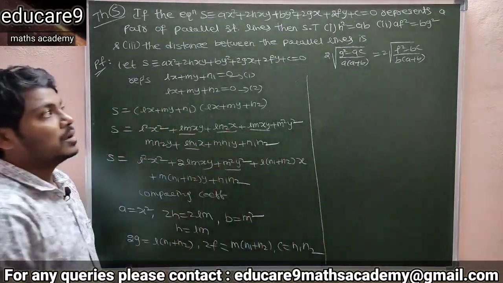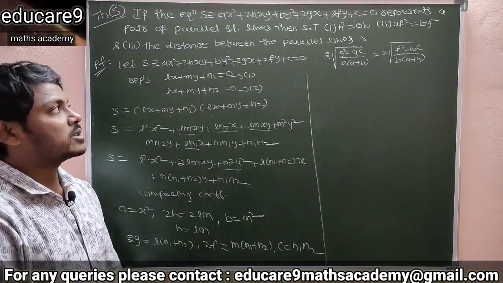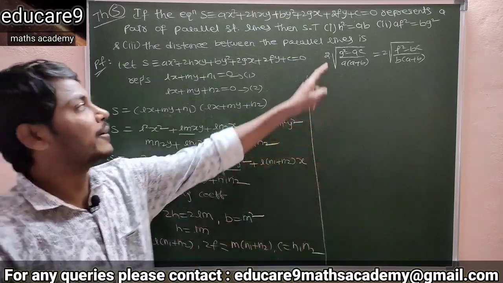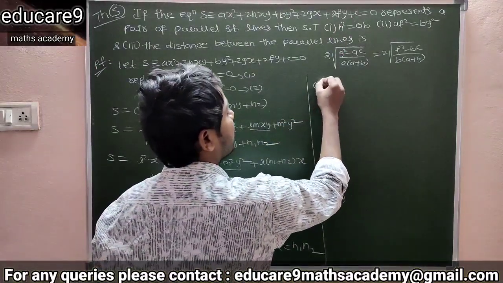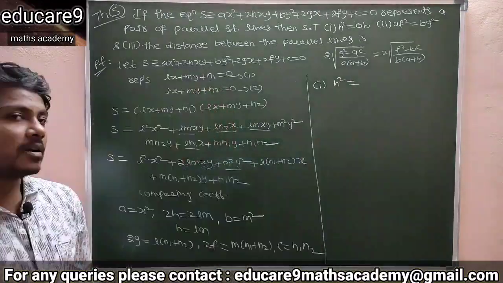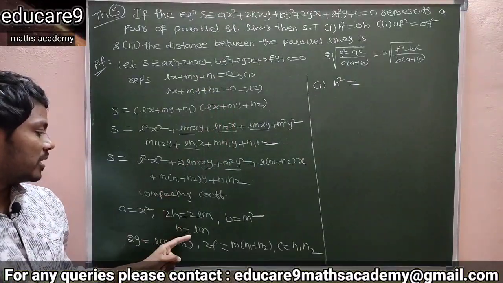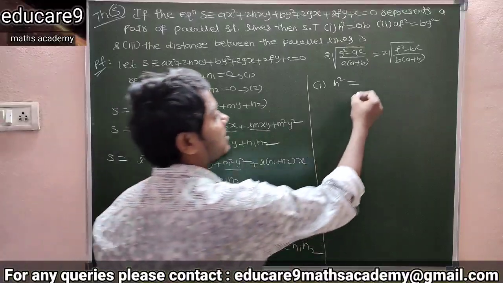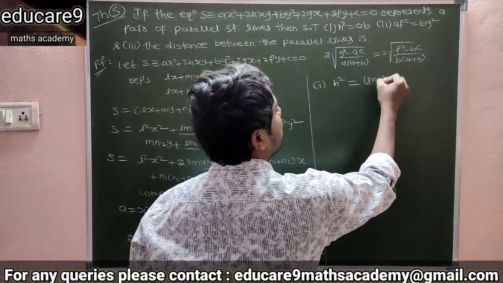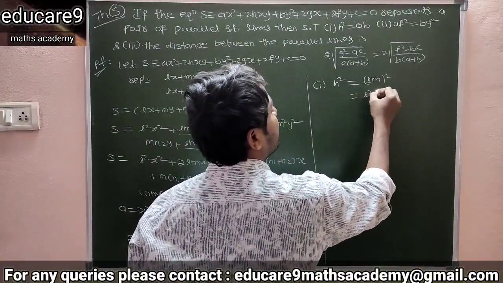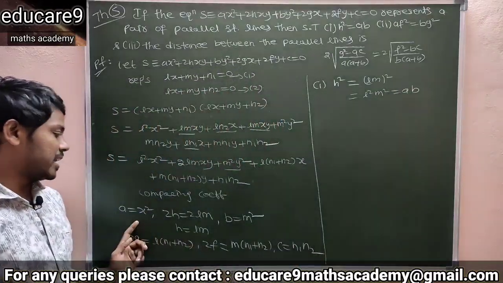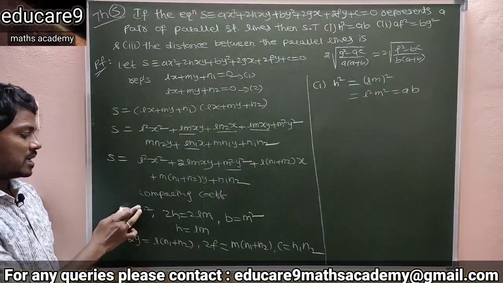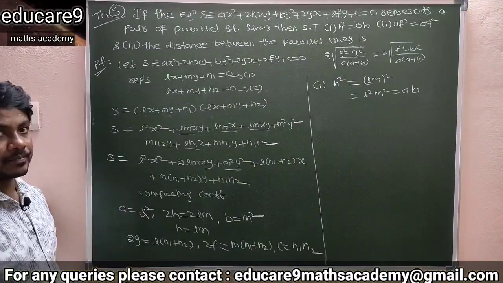Now from this you need to prove. First one, h² = ab. Here first h², but what is the h value? h = lm. That is (lm)², which equals l²m². Here l² is a, m² is b only. So h² = ab.